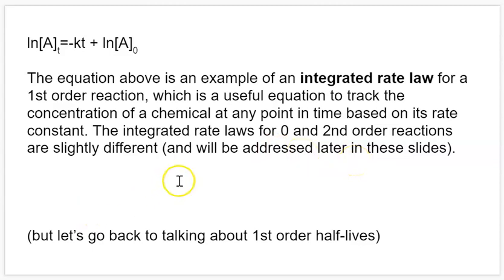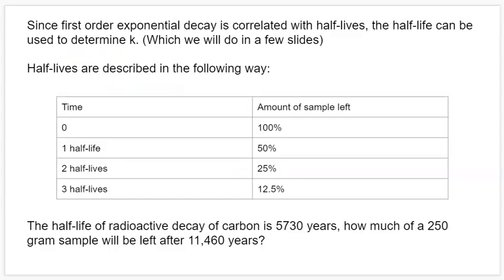And I want to go back to talking about first orders and half-lives, because that's going to help us talk more about this first order decay equation. So since first order exponential decay is correlated with half-lives, the half-life can be used to determine k, our rate constant. So half-lives overall are described in the following way. At time 0, we have 100% of our sample. After one half-life has passed, we can assume that half of the material has been consumed. So we should have 50% of our sample after one half-life has passed.